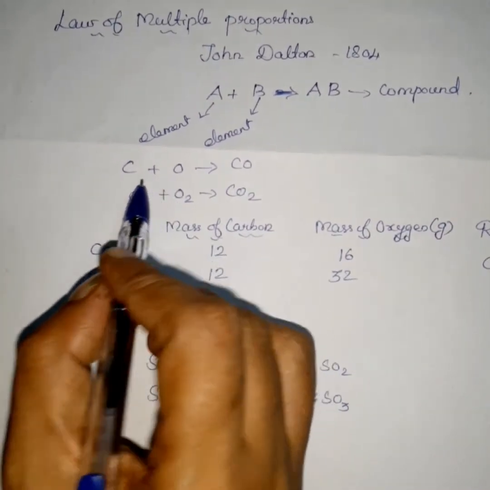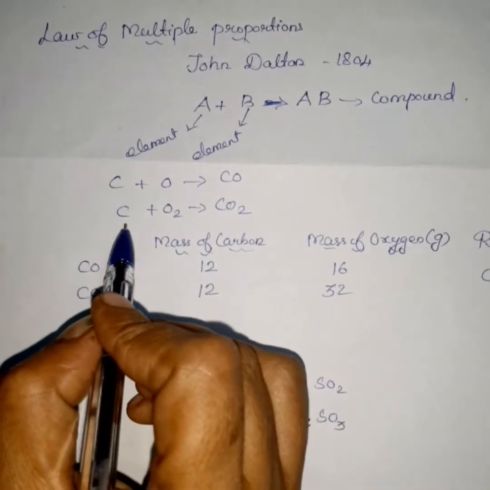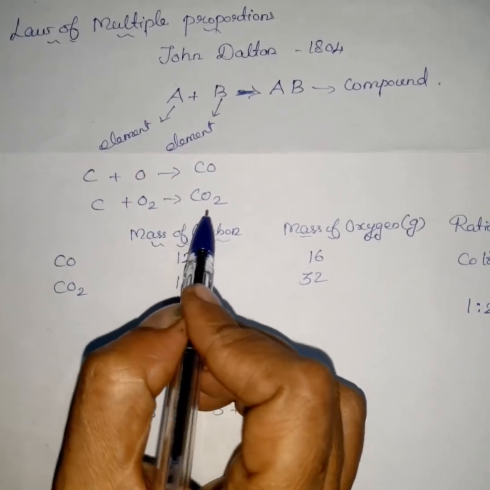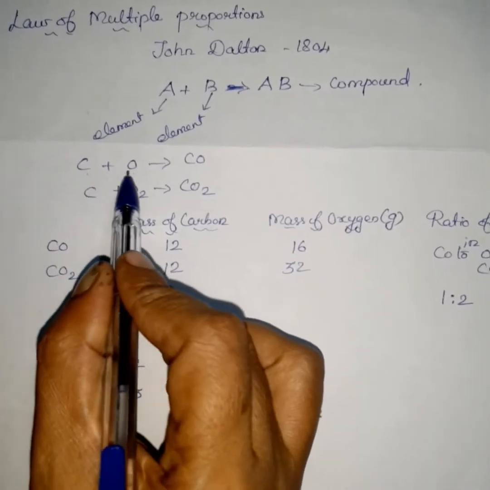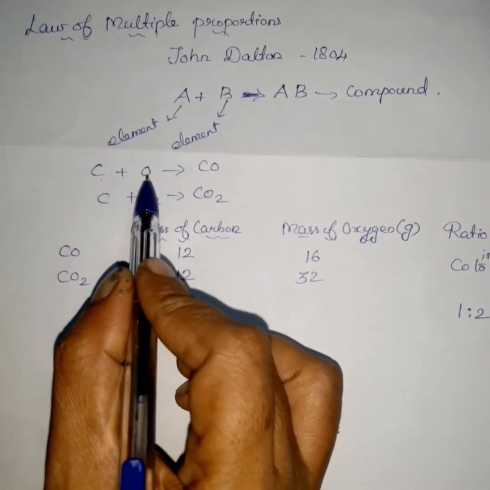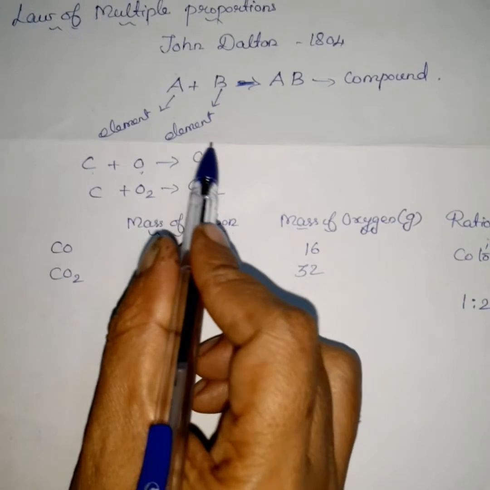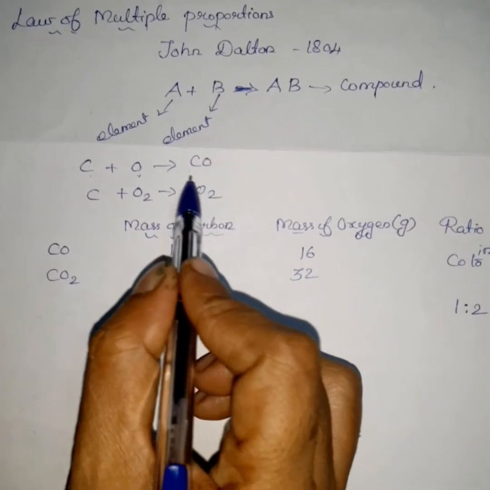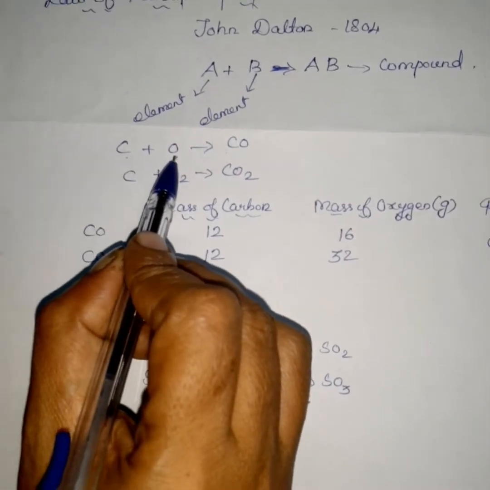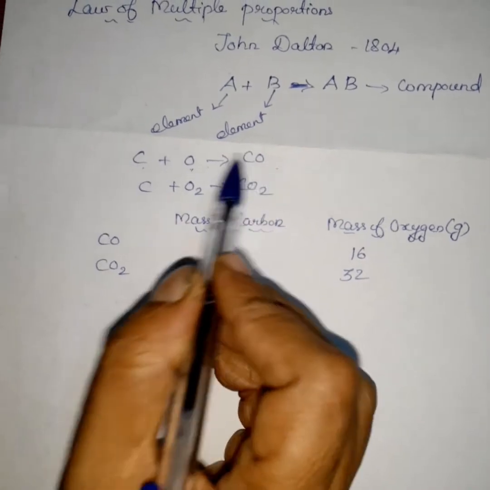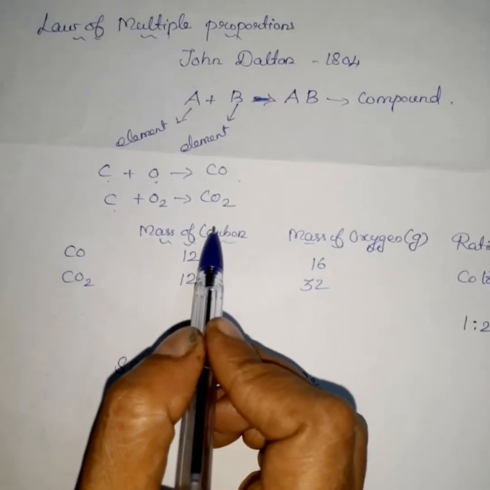Okay. Next one, listen. One example. C plus O gives CO. Next one, C plus O2 gives CO2. Here, carbon combines with oxygen to form two different oxides. First one is carbon monoxide and second one is carbon dioxide. Carbon plus oxygen gives carbon monoxide. Carbon plus oxygen O2 gives CO2, carbon dioxide.